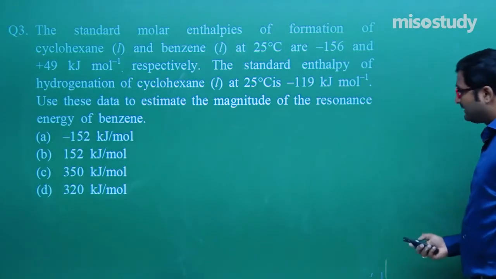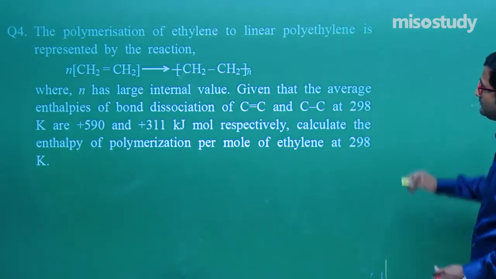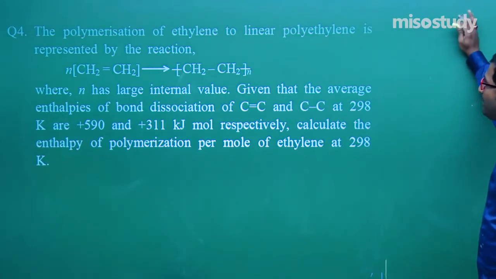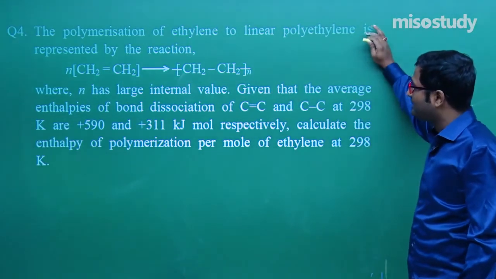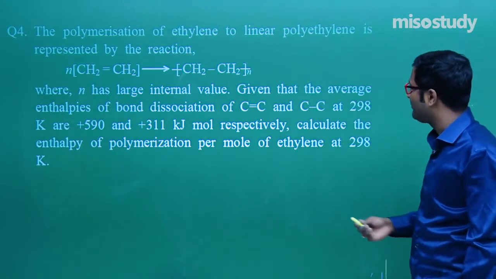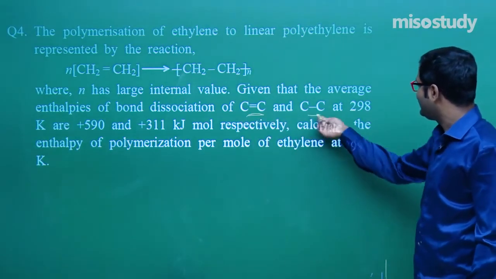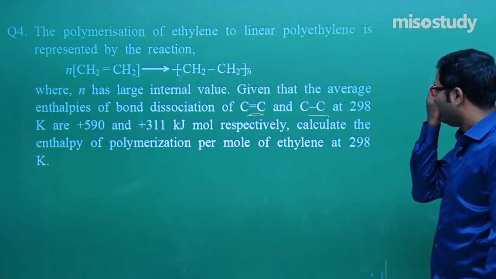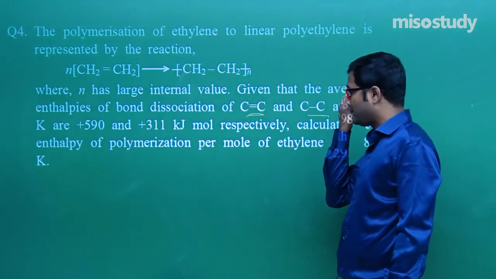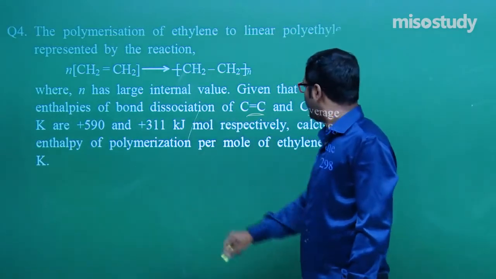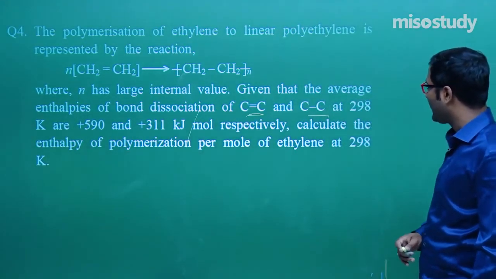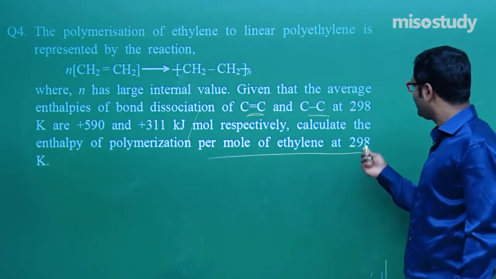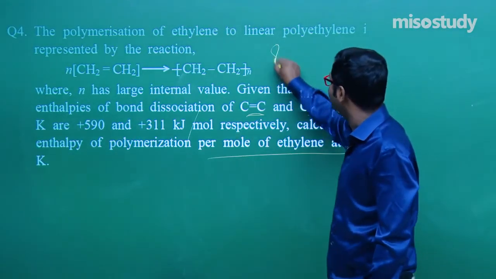Now let's move to the next question. Look at this, it seems also a big question. The polymerization of ethylene to linear polythene is represented by the reaction where n has a large integral value. Given that the average enthalpy of bond dissociation of the C=C double bond and C-C bond at 298 Kelvin is plus 590 and plus 311 kilojoule per mole respectively, calculate the enthalpy of polymerization per mole of ethylene at 298 Kelvin. This is an integer type question.